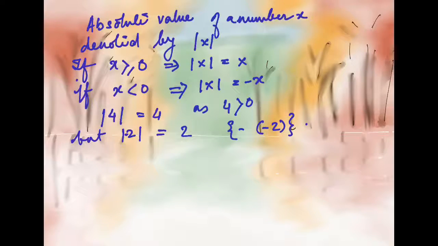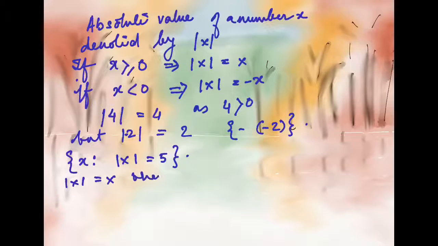Now take an example. Suppose a set is given by mod of x equals 5. What does it imply? That mod x equals x when x is greater than or equal to 0. Therefore, putting the value, mod 5 equals 5, and yes, x is greater than or equal to 0.